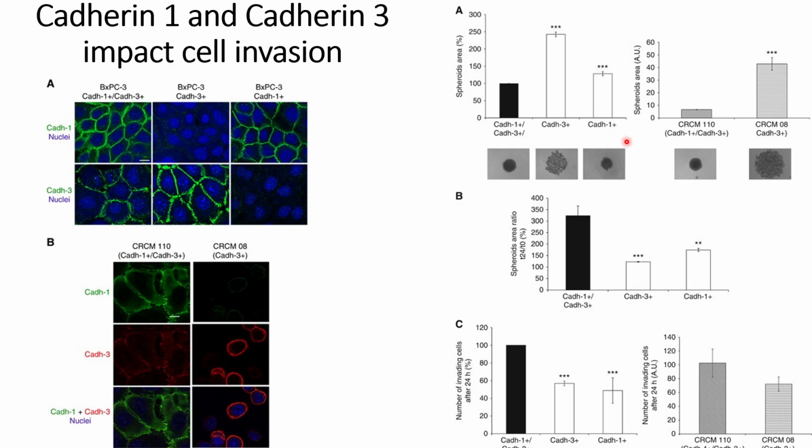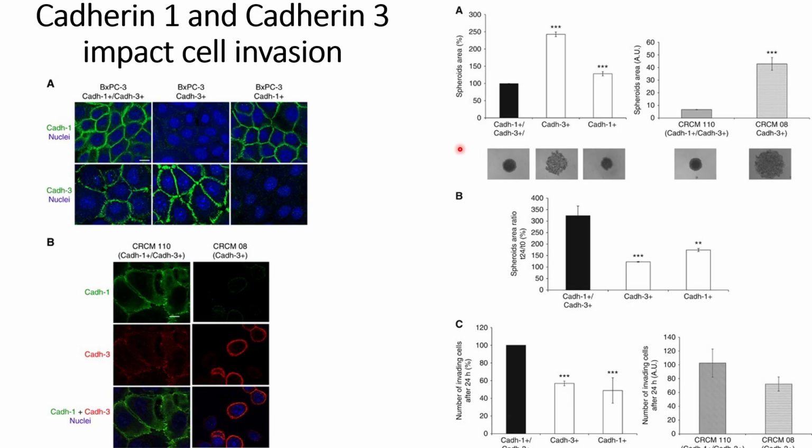And when they checked the spheroid formation, or spheroid area, in the CRCM110 and CRCM08 primary tissues, they saw that CRCM110 has good spheroid area formation, similar to the BXPC3 cell lines, whereas CRCM08, which is Cadherin-3 positive and Cadherin-1 negative, does not have compact spheroid formation. So these results indicate that it is Cadherin-1 that plays a major role in cell adhesion, whereas Cadherin-3 has a lesser role. This is what they conclude from these spheroid experiments.